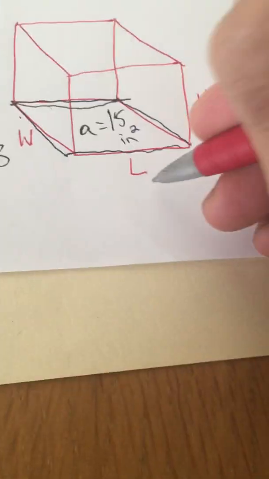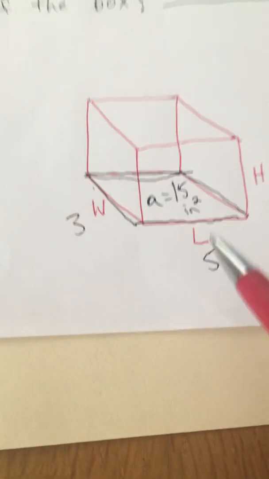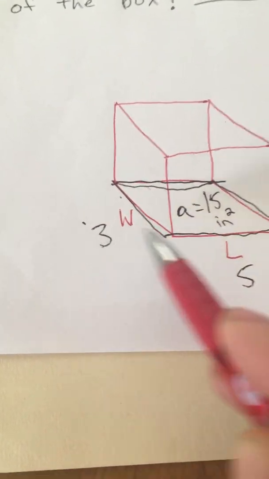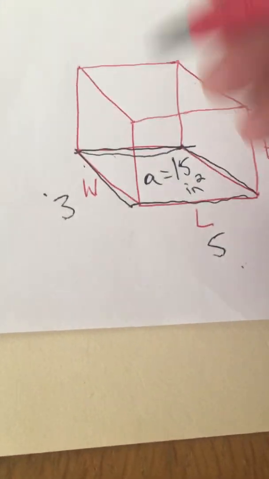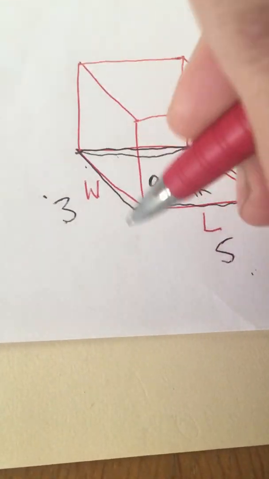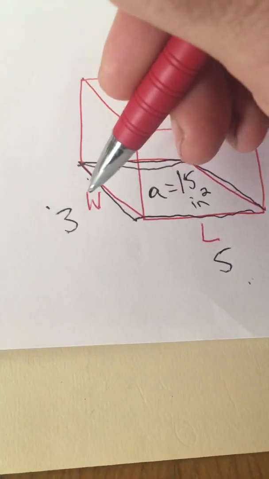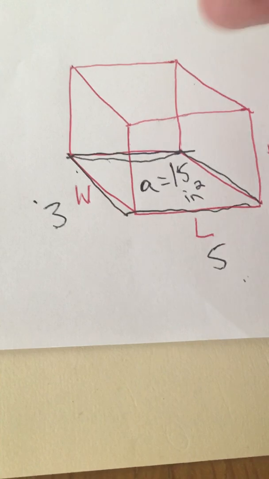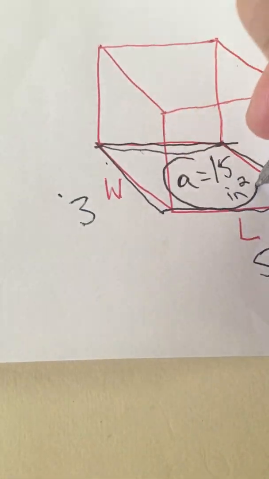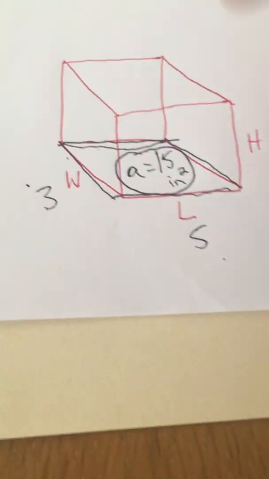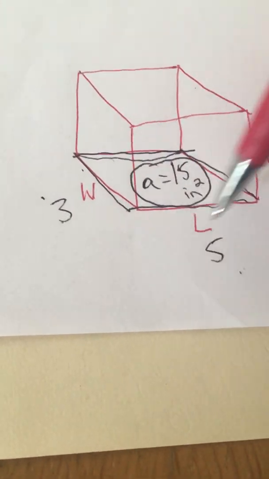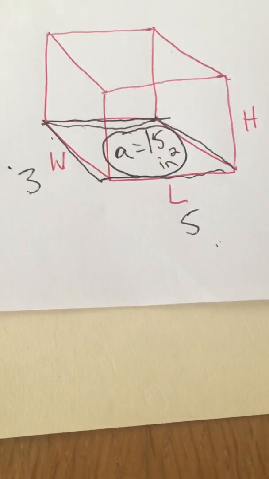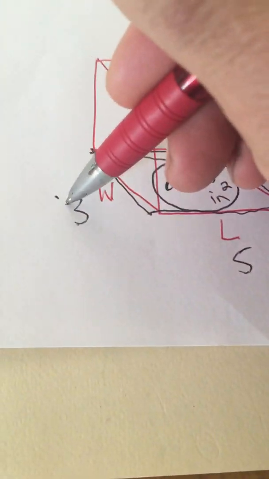So that means the width must be 3 and the length must be 5, or the opposite. One of them could be 5 and the other 3, because the area they already found was width times the length. So what's 3 times 5? They already found that this is 15. So that's how we know this has to be 3 and 5, because 3 times 5 is 15, right? So that doesn't matter as much.